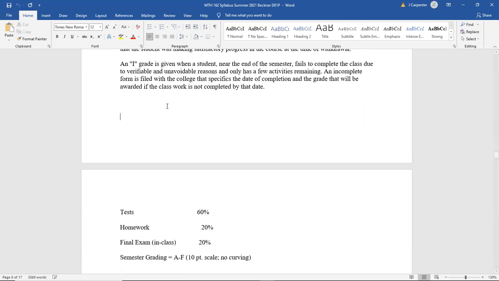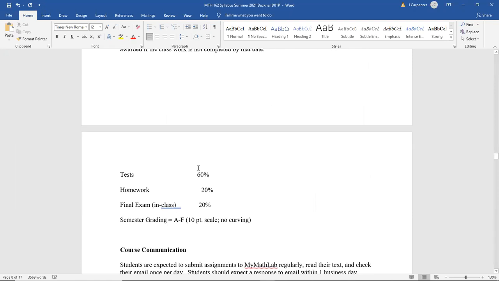Let me just do this so everything's on one screen. Breakdown of your grade, which I know we're waiting for. Tests, 60%, of which there will be three regular tests. Homework is 20% of your grade. And then the final exam is also 20%. So basically everything you do in here is 20%. Test 1, 20%. Test 2, 20%. Test 3, 20%. The final, another 20%. And then your homework is another 20%.